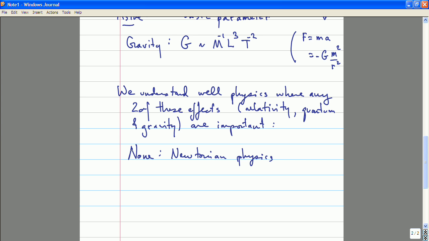If only Newton's constant is relevant, if only gravity is relevant, well, that's what we call Newtonian gravity. Okay. You guys know that one too, actually. You know, orbits of the planets, stuff like that. If only the speed of light is relevant, if only relativity is relevant, that of course is special relativity. If only Planck's constant is relevant, then that is quantum mechanics.